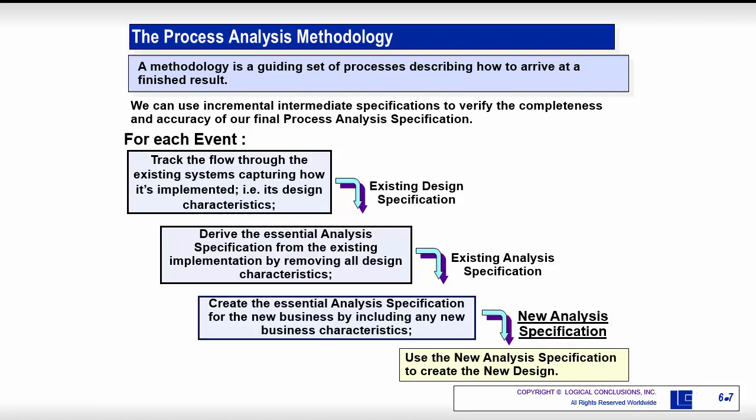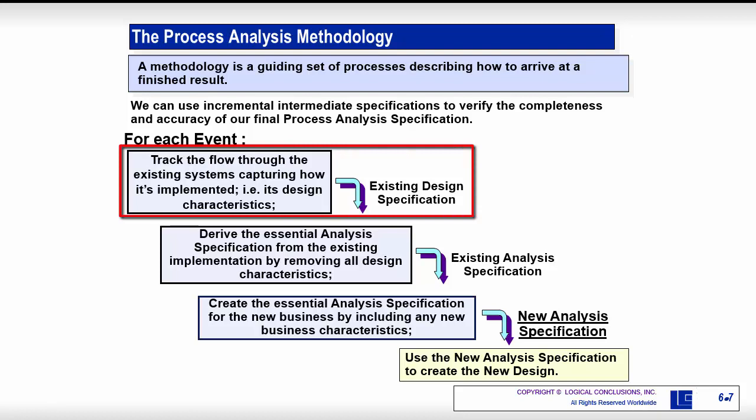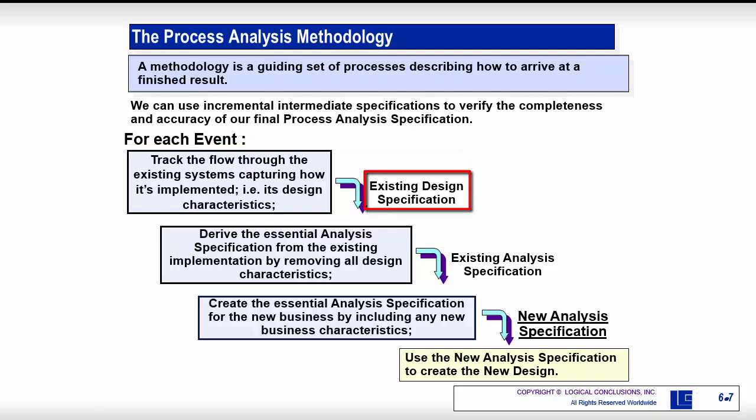Now, in a worst-case scenario, where we are conducting analysis in a large organization and the old systems and human jobs in place have little or no documentation, and the business users are not familiar with the concepts in this tutorial, then we may want to first make sure we have a good knowledge of how the current environment processes a complete event reaction. We can track the flow of an event stimulus through the existing systems, capturing how it's implemented. In other words, its design characteristics. These may be necessary for business user approval to ensure that nothing is misunderstood or missed from an event reaction. This would produce an existing design specification shown as output in the diagram.